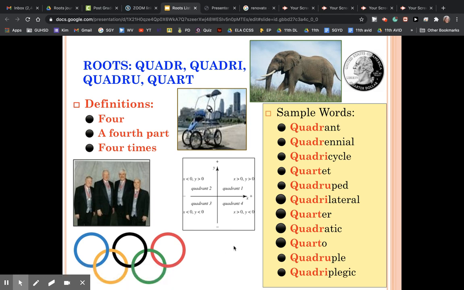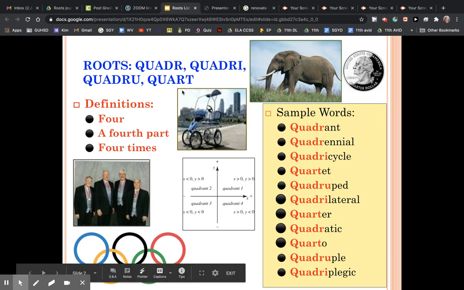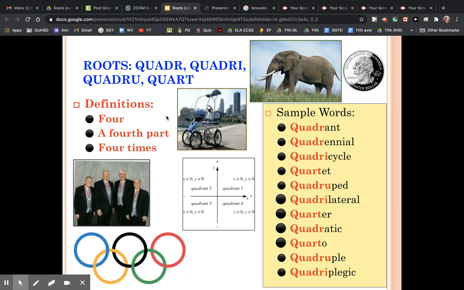A quadricycle, a vehicle similar to a bicycle and tricycle, but having 4 wheels. Here's a picture of that. That is something you might see in downtown San Diego for tourists to be able to see the city on a bike because it holds a few people. Next, we have a quartet, a musical group of 4 singers or musicians. Here we have a picture of that.